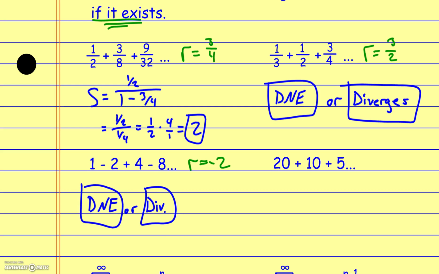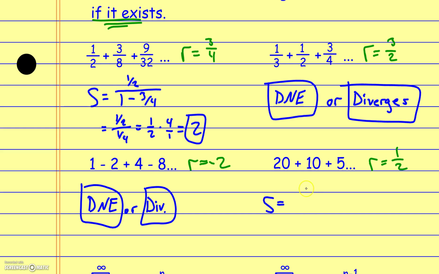All right. The next one, again, the R value, got to identify the R value first. The R value here is a 1/2. Well, if the R value is 1/2, that means this thing is going to converge on a specific value because 1/2 is between the -1 and the +1. So now I can plug it into my formula.